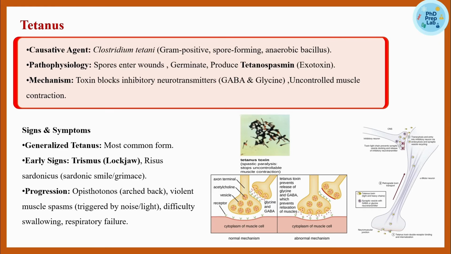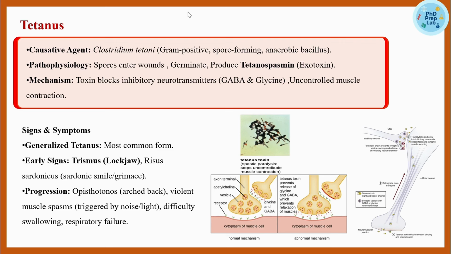Now we have another disease caused by a gram-positive bacteria. This is tetanus, mainly the lockjaw disease, which is due to the secretion of a neurotoxin that blocks the inhibitory neurotransmitters GABA and glycine, which results in uncontrolled muscle contraction.